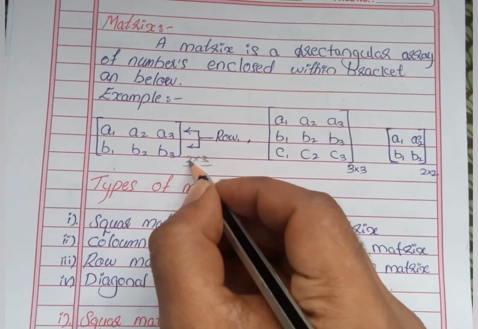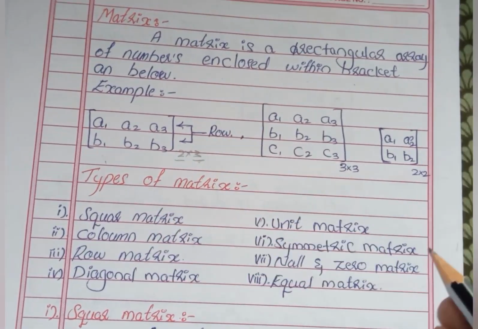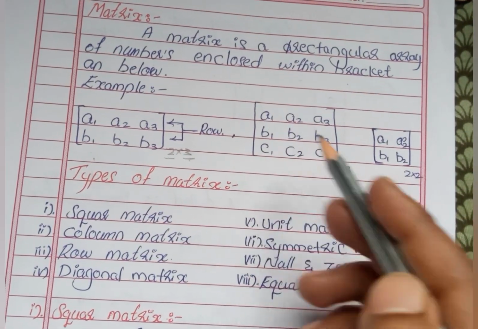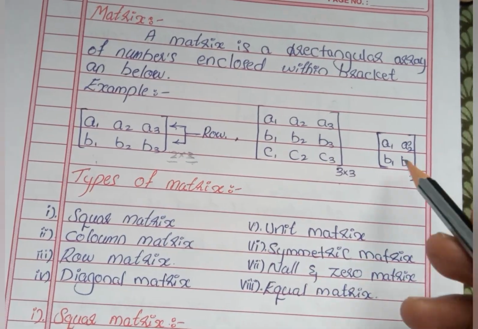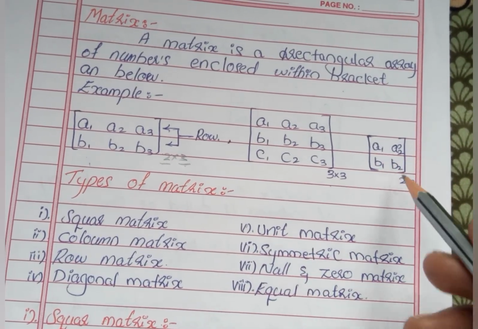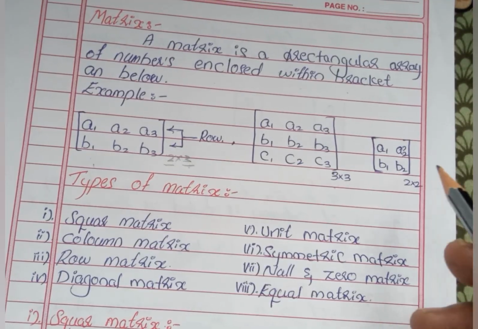It means 2 columns and 3 rows. Similarly, the second example is of order 3 into 3. It means 3 columns and 3 rows. Similarly, order 2 into 2 means 2 columns and 2 rows. It is a square bracket.